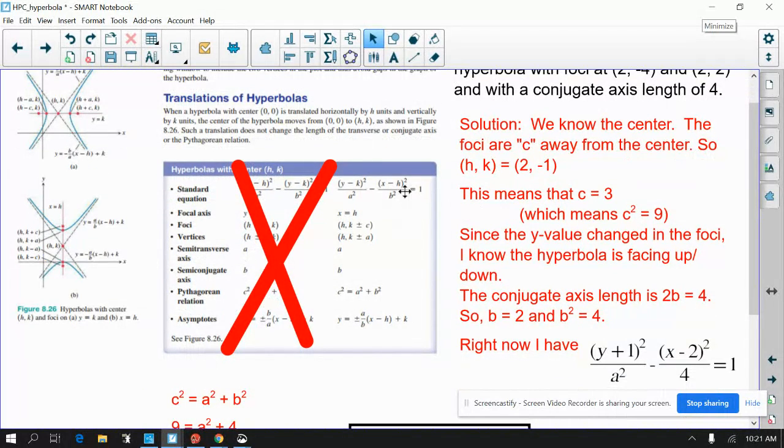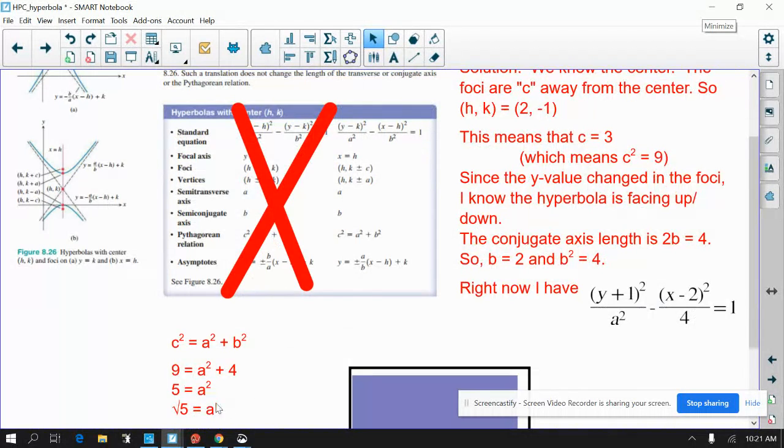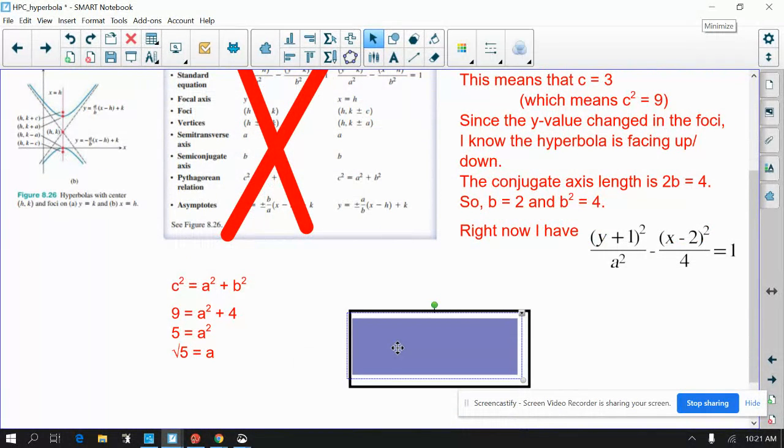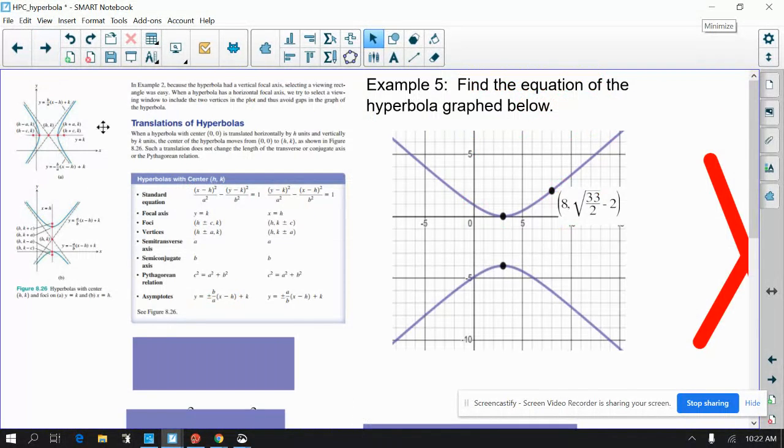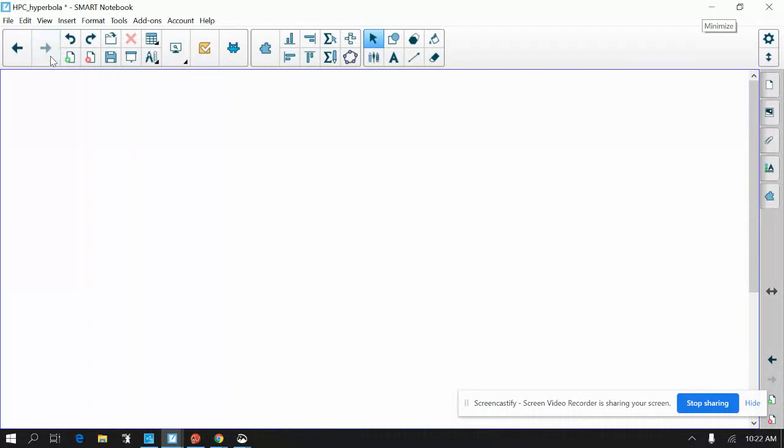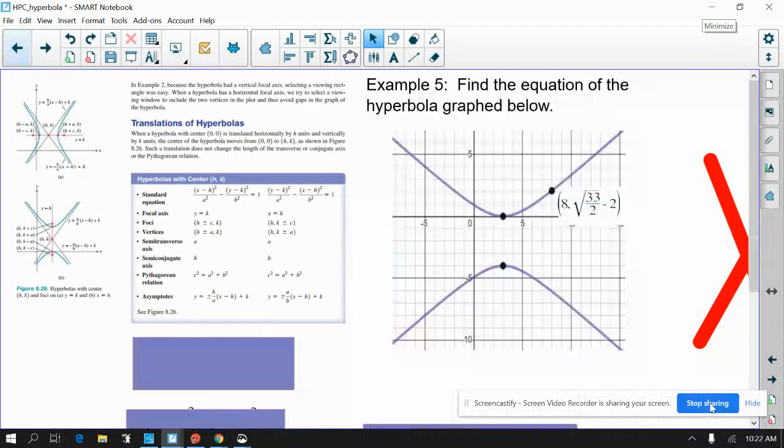In the equation, I need h, I need k, I need a squared, I need b squared. So I should have stopped when I found out what a squared is. And then I replace a squared with 5, and I've got it. This is the equation of my hyperbola. Let's see here. We'll save these last two examples for another video.